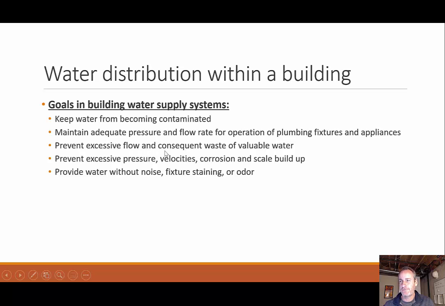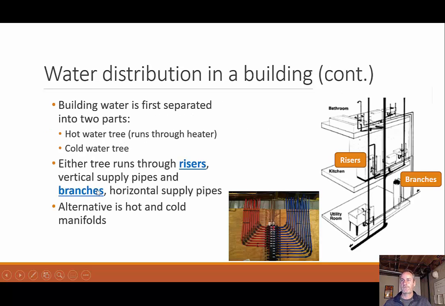Prevent excessive flow and consequent waste of valuable water. Too much flow is actually bad. You can have too much pressure. Prevent excessive pressure, like I was just saying, velocities, corrosion, and scale buildup. Provide water without any noise, fixture staining, or odor.